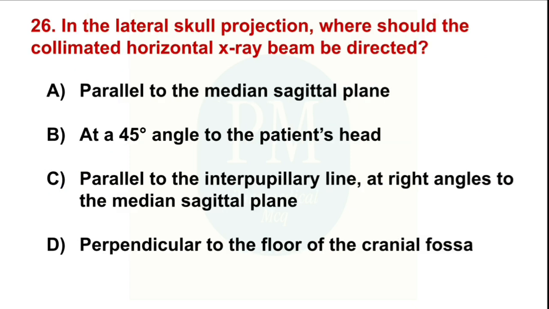In the lateral skull projection, where should the collimated horizontal X-ray beam be directed? Option A. Parallel to the medial sagittal plane. Option B. At a 45-degree angle to the patient's head. Option C. Parallel to the interpupillary line at right angle to the medial sagittal plane.